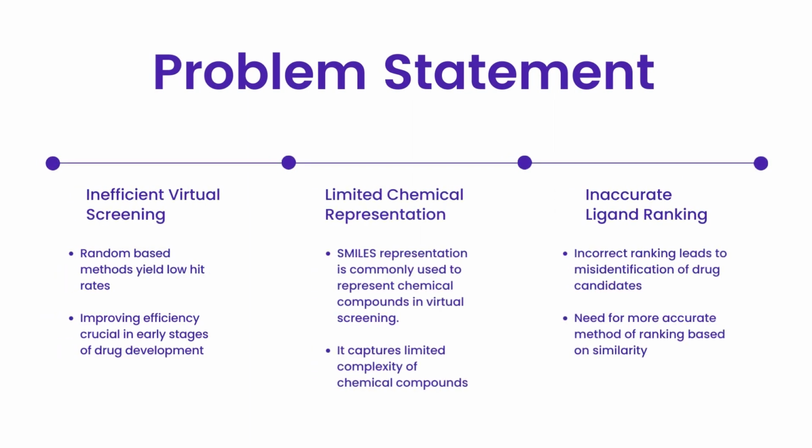Let's start with the problem statement. Our project aims to develop a more efficient and accurate method of virtual screening for drug discovery. Virtual screening simulates the binding of compounds to a target protein to identify potential drug candidates. Current methods are often inefficient and yield low hit rates, which is a problem in the early stages of drug development. Traditional methods of representing chemical compounds like SMILES capture only a limited complexity of the compounds, leading to inaccurate ligand ranking and misidentification of potential drug candidates.